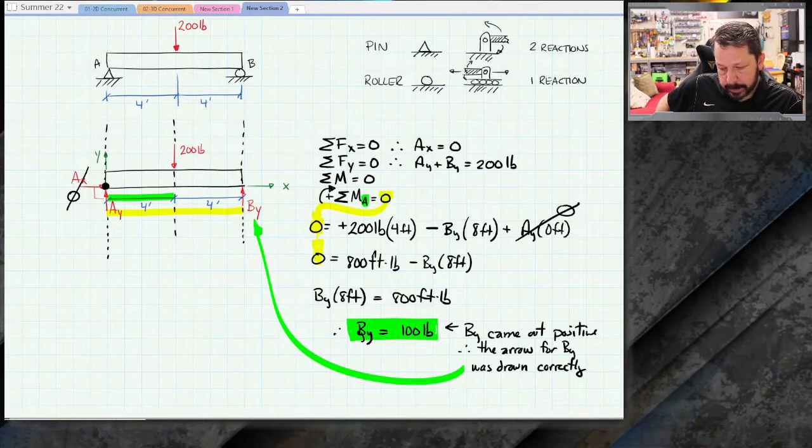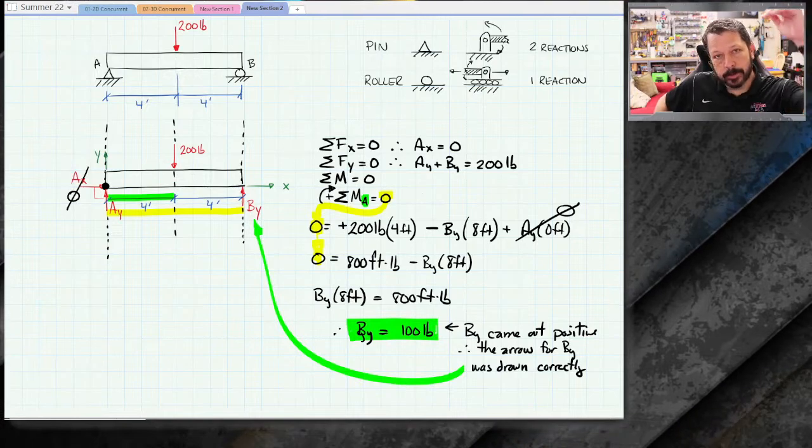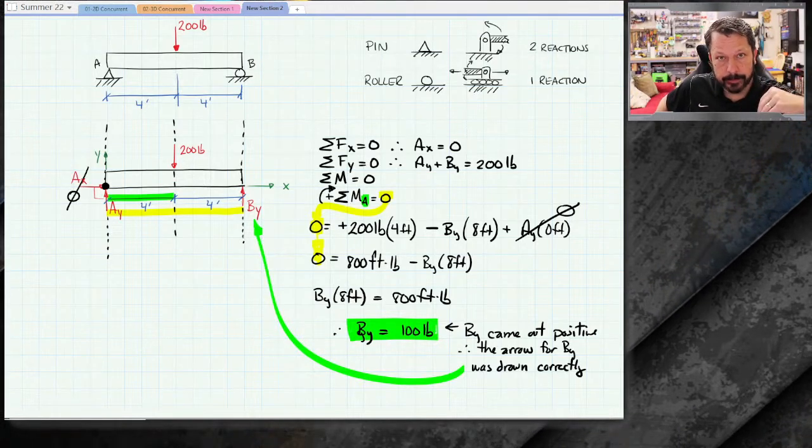Had I calculated this and BY came out to be negative 100 pounds, then what that would mean is I should have drawn the arrow going the opposite direction. So in this case, going down.